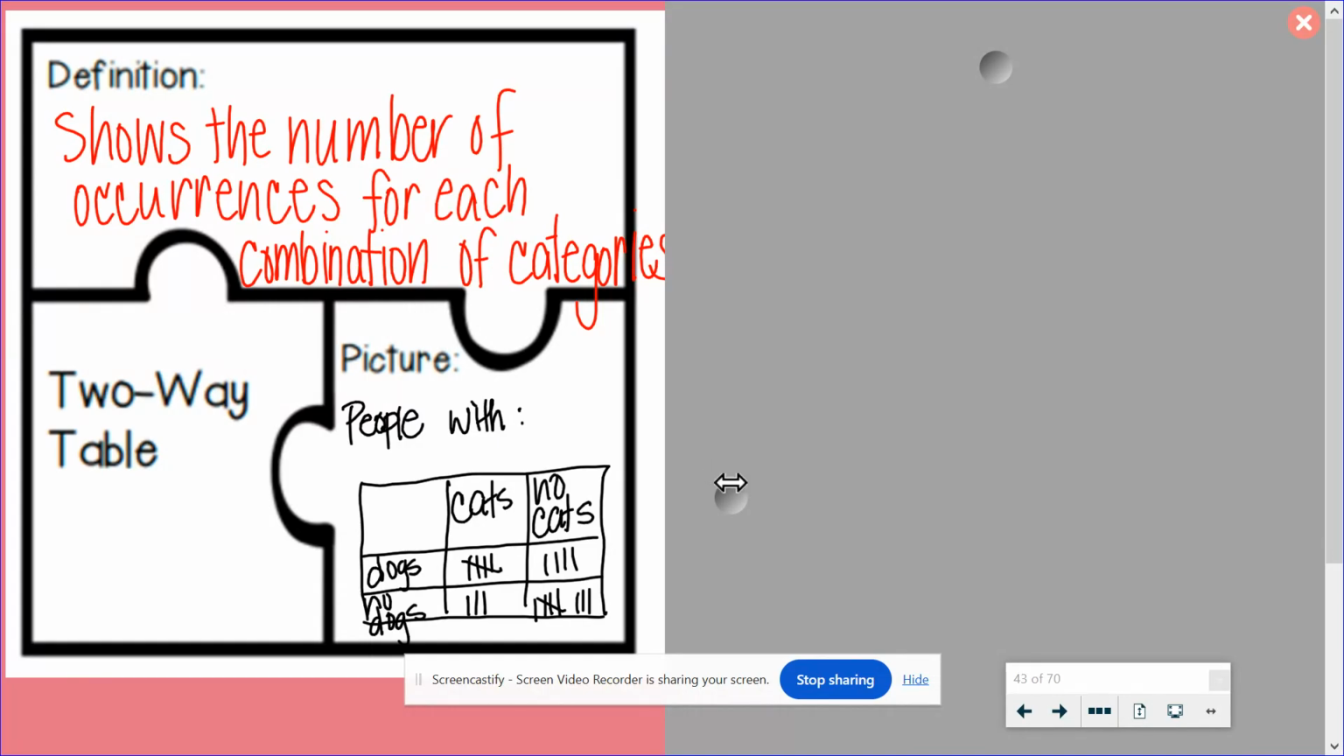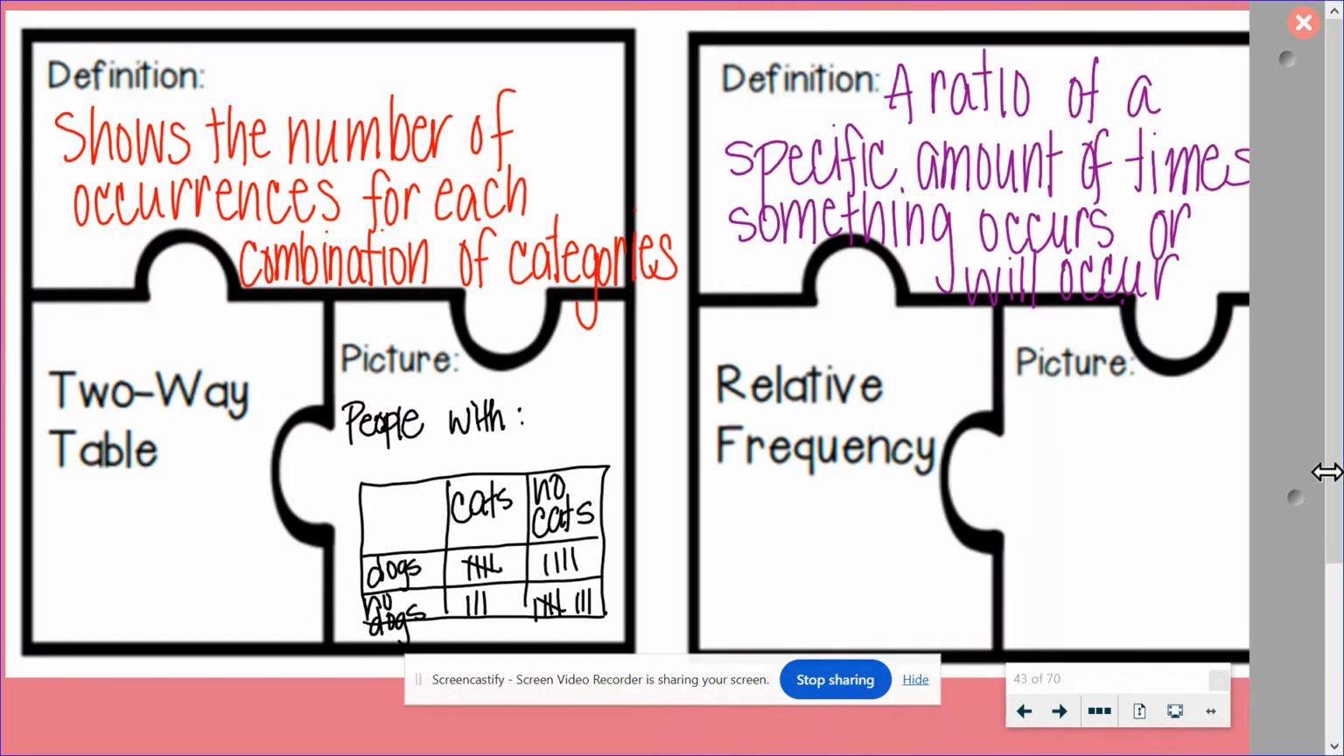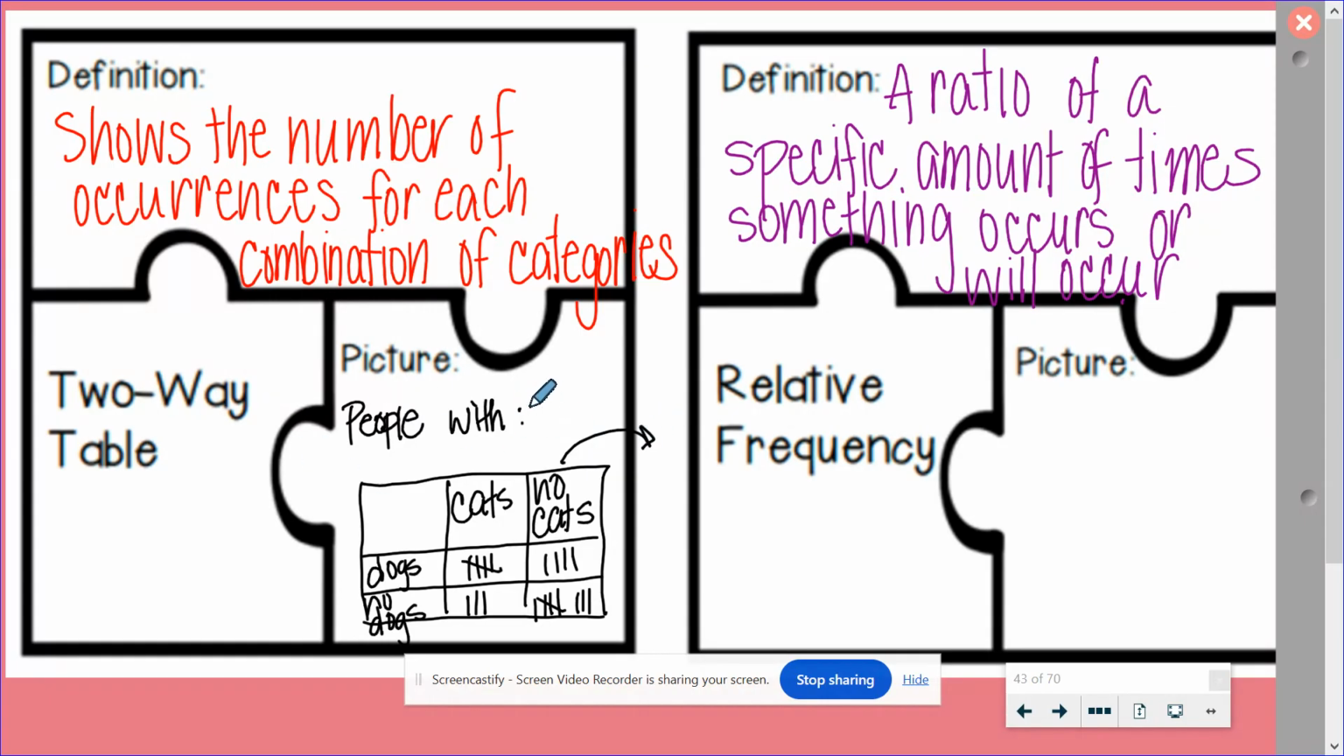So very last here with our definitions is what is actually a frequency table. The frequency table is a result of a two-way table. It's a ratio of the specific amount of time something occurs or will occur. And that ratio can be written as a fraction. It can be written as a decimal. It can be written as a percent.